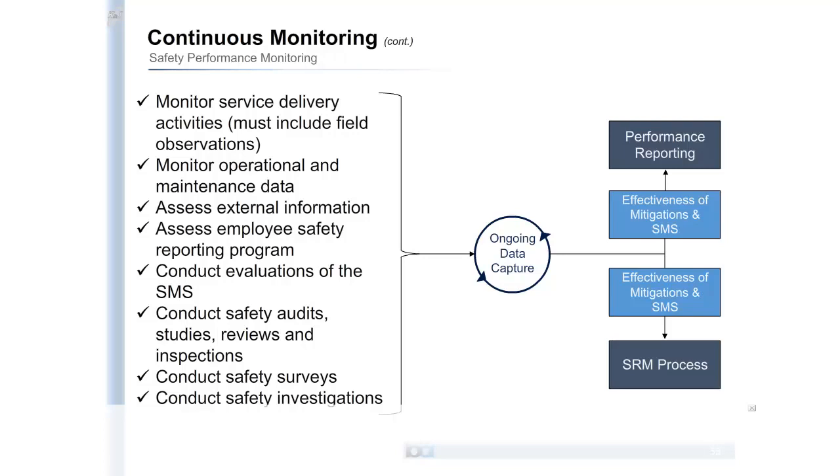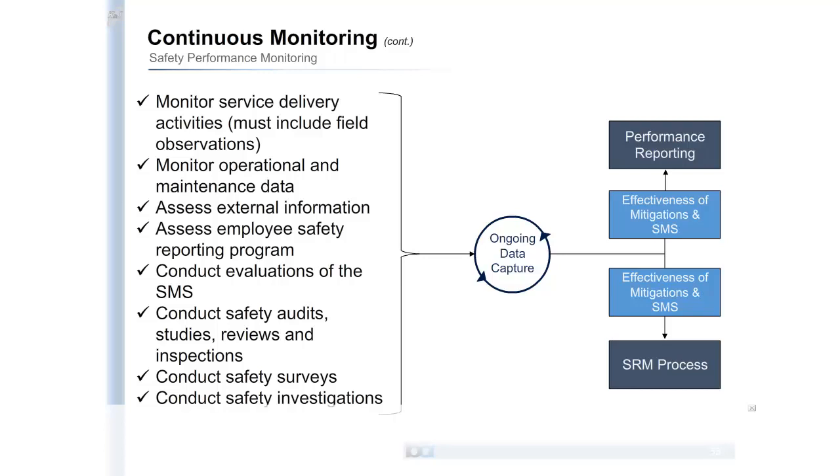A robust monitoring program should include the following. Monitor service delivery activities, which must include field observations. Monitor operational and maintenance data. Assess external information. Assess the employee safety reporting program. Conduct evaluations of the SMS. Conduct safety audits, studies, reviews and inspections. Conduct safety surveys. Conduct safety investigations.